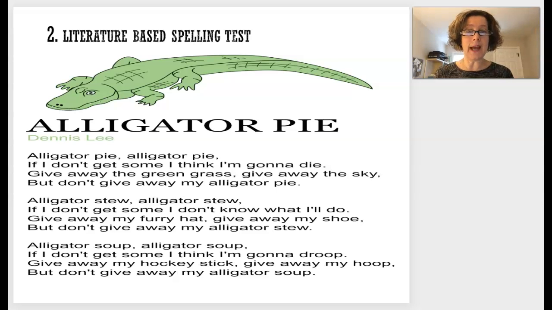Alligator stew, alligator stew. If I don't get some, I don't know what I'll do. Give away my furry hat, give away my shoe, but don't give away my alligator stew. Alligator soup, alligator soup. If I don't get some, I think I'm gonna droop. Give away my hockey stick, give away my hoop, but don't give away my alligator soup.